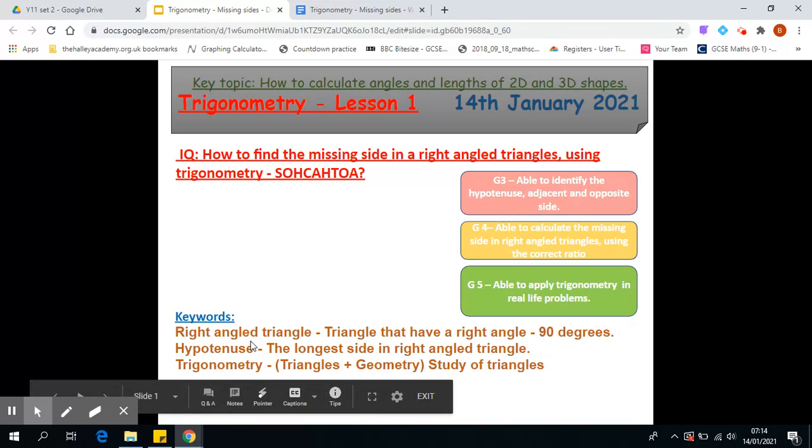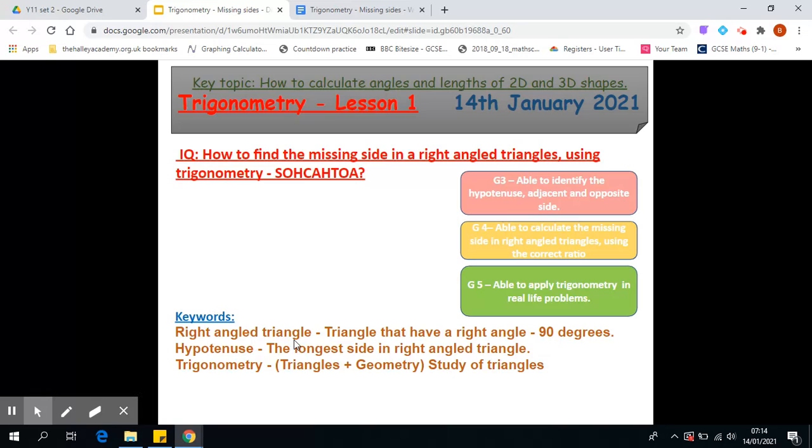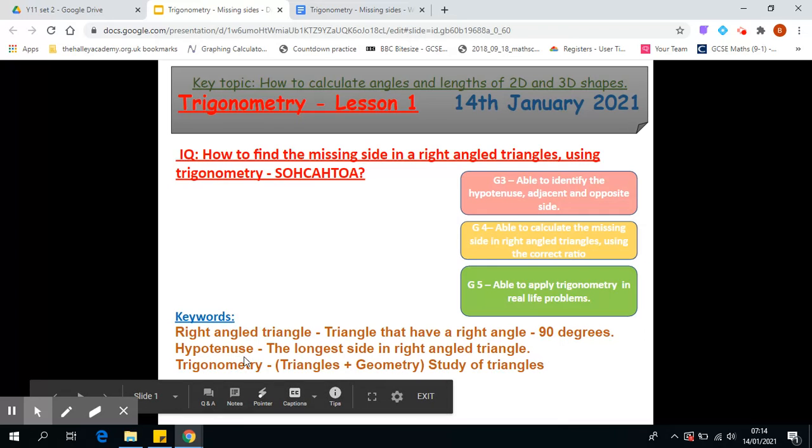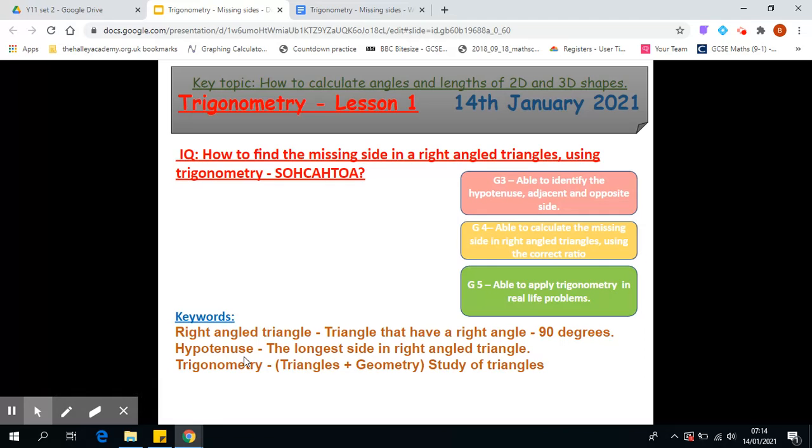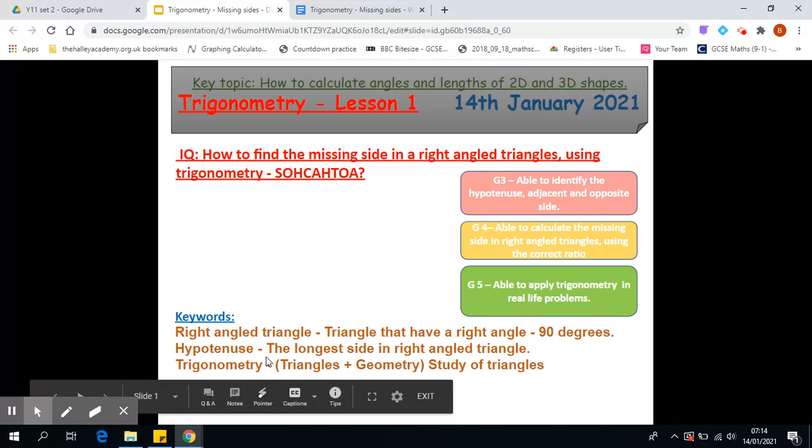We know a right angle triangle is a triangle that has a 90 degrees angle. Hypotenuse is the longest side in a right angle triangle. What is trigonometry? Trigonometry derives from the words triangles and geometry, which means it's a study of triangles.